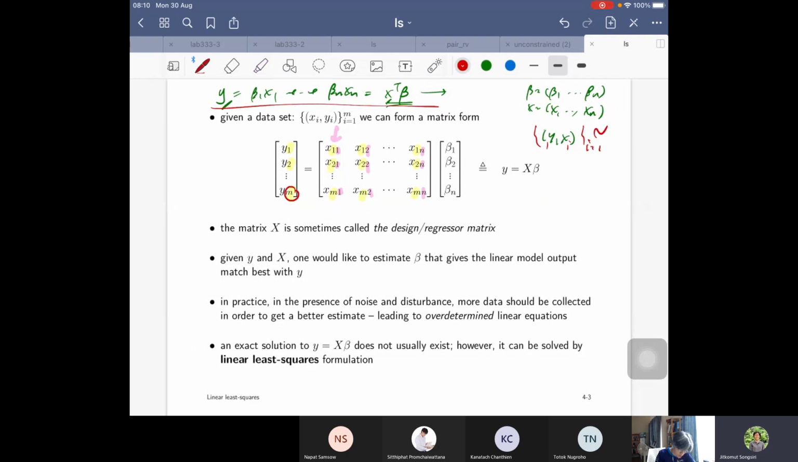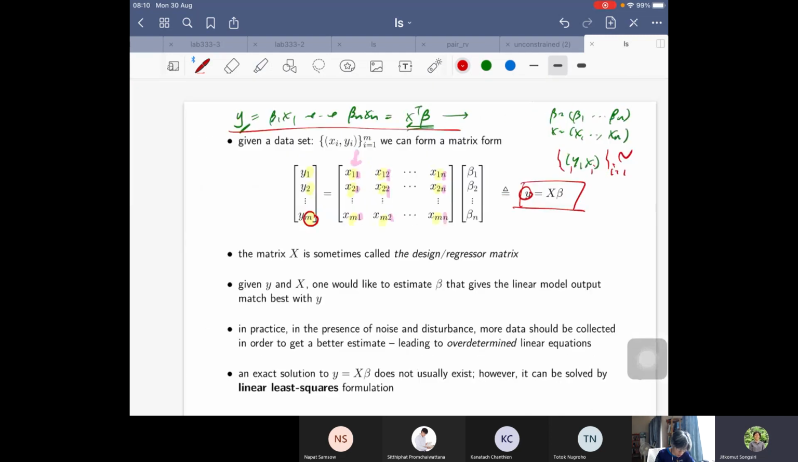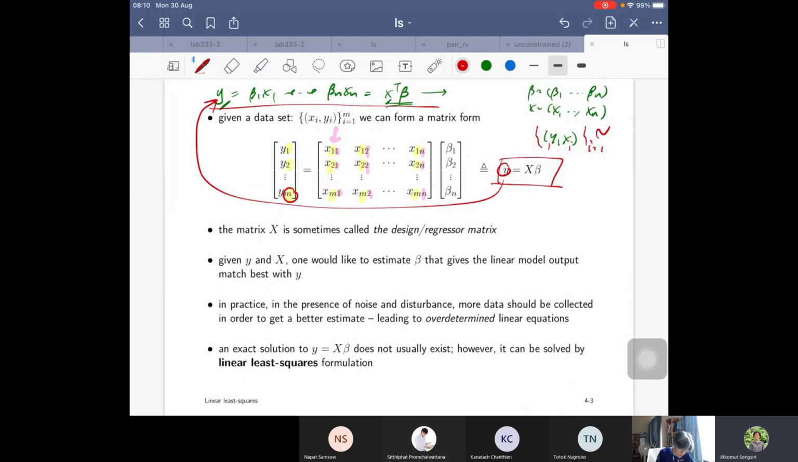So in this form, when you collect the m measurements, you can form a linear regression containing the measurements in vector form: y equals big X times beta. Now, not to be confused between this y and that y, you just look at the context.